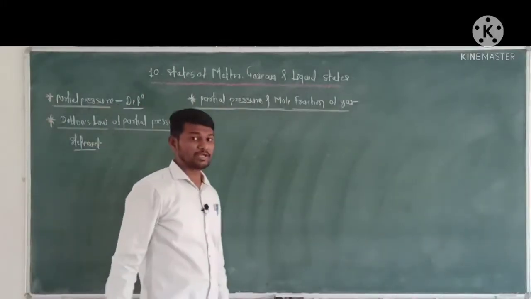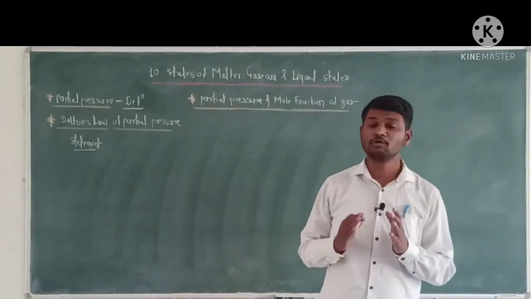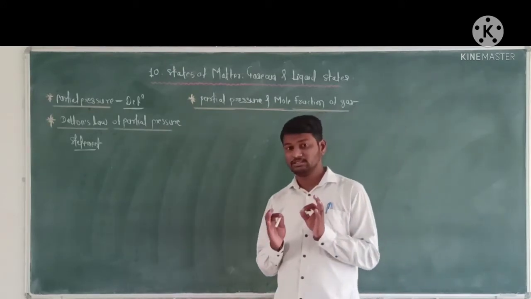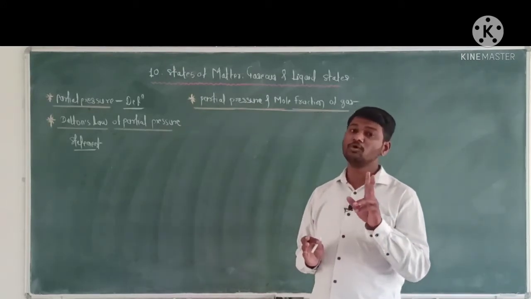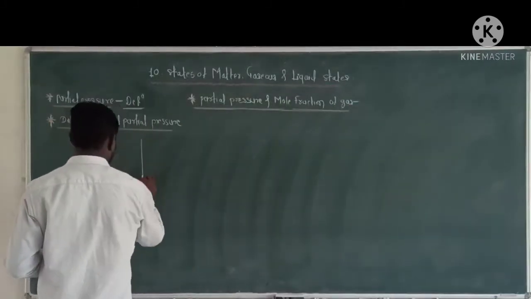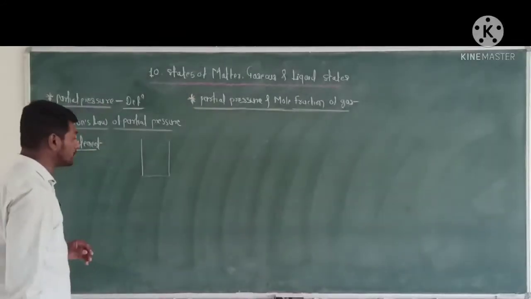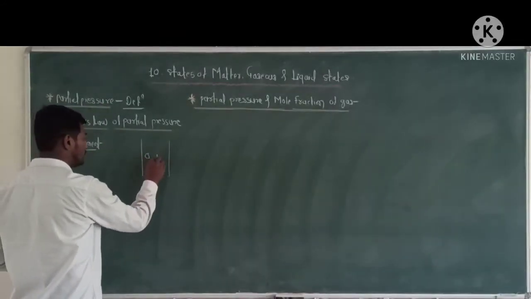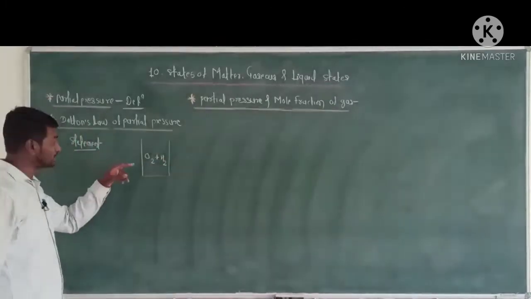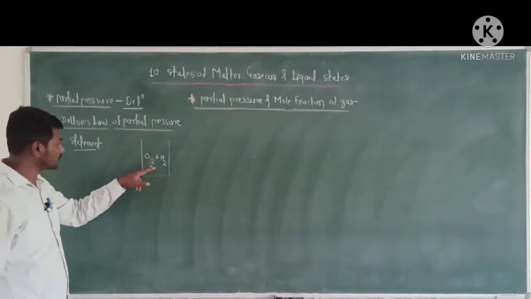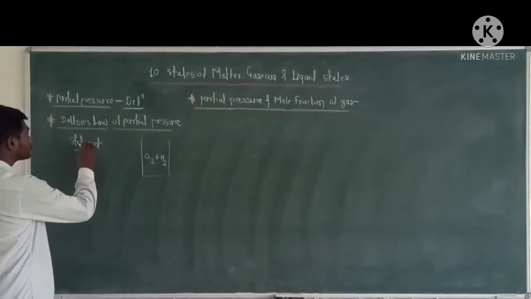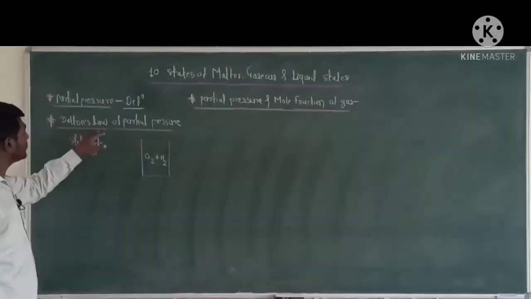The pressure exerted by a single gas in a gaseous mixture of two or more gases is called partial pressure. For example, this container has a gaseous mixture of dioxygen and dihydrogen, H2. Pressure exerted by a single gas in a gaseous mixture of two or more gases is called partial pressure. Okay, now the second point, that is Dalton's law of partial pressure.